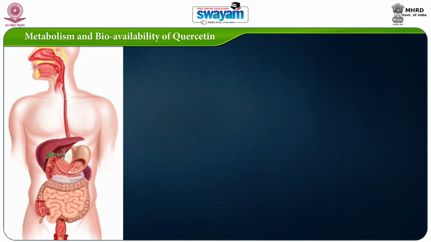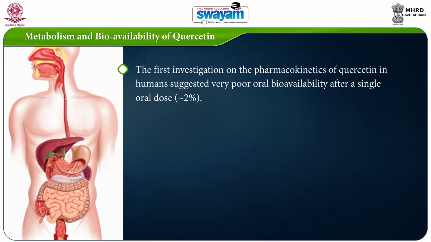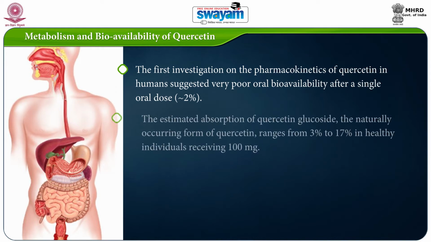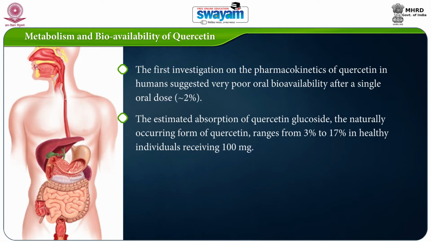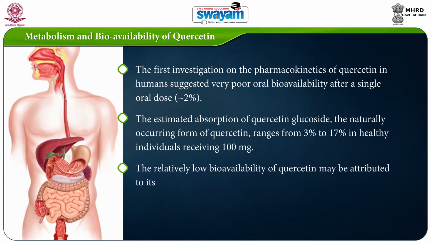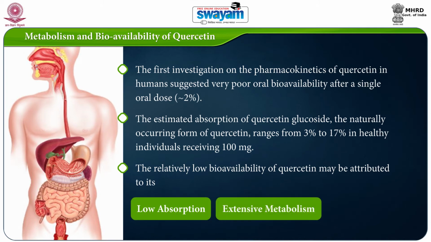Learners, let's now understand metabolism and bioavailability of quercetin. The first investigation on pharmacokinetics of quercetin in humans suggested a very poor oral bioavailability after a single oral dose, of approximately 2%. The estimated absorption of quercetin glucosides, the naturally occurring form of quercetin, ranges from 3% to 17% in healthy individuals receiving a 100 mg dose. The relatively low bioavailability of quercetin may be attributed to its low absorption, extensive metabolism or rapid elimination.